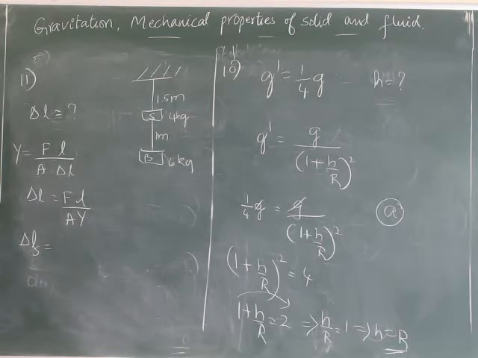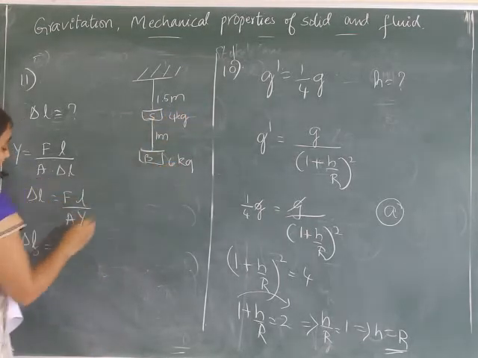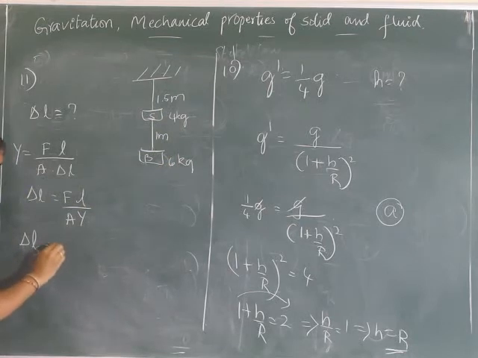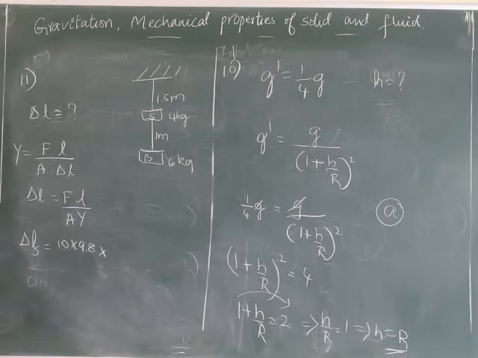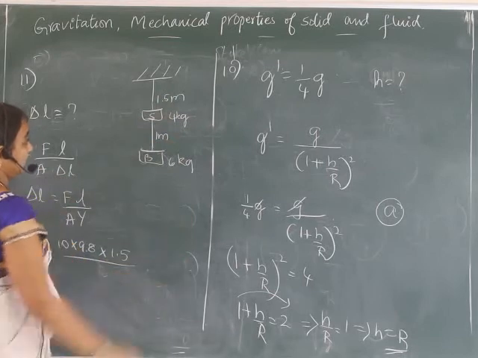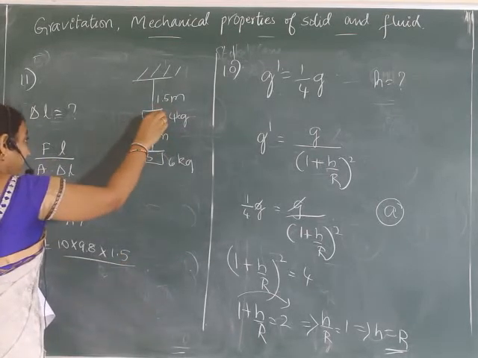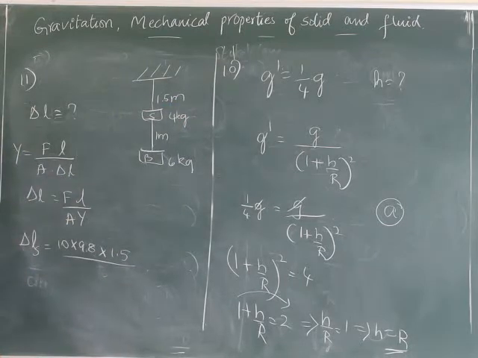Correct? Total mass on the steel is not only 4, it should be 6 plus 4 is 10. 10 into g, that is 9.8, into length. What is the length you have to use? 1.5, not 1.5 plus 1, because we are calculating only till here, but this weight will get added up, divided by area.